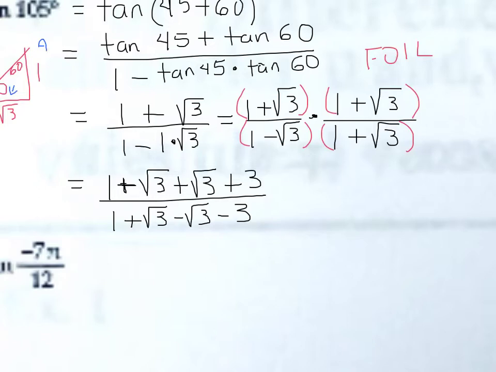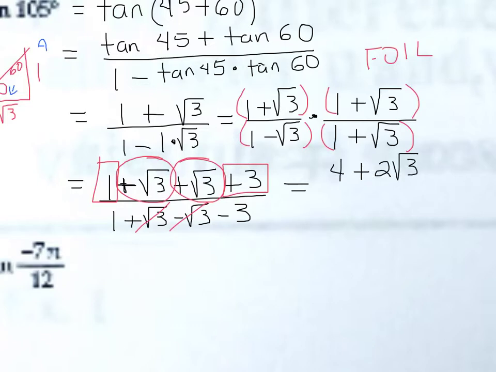So here we can cancel out the square root of 3 and the negative square root of 3. And then you combine. In this case, you can combine square root of 3 plus the square root of 3. That would give you 2 square root of 3, right? And when you combine the numbers, 1 plus 3 is 4, right? So it's going to be 4 plus 2 square root of 3. I'm just combining like terms.